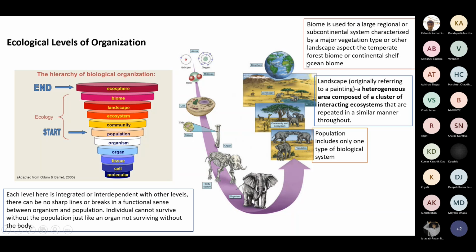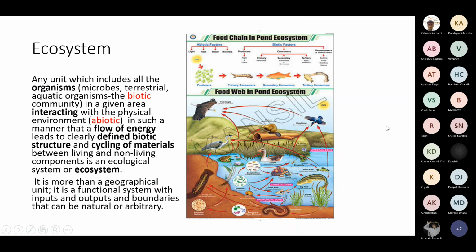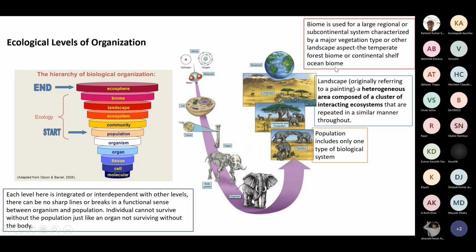So what is a biome? Biome is used for a large regional or subcontinental system which is characterized by a major vegetation type or other landscape aspect, the temperate forest biome, the continental shelf ocean biome, etc. And when all the biomes come together, you talk about the ecosphere. So Earth entirely can be considered as an ecosphere. Each one of these terms has a very special meaning, and we are going to be focusing on the ecosystem.